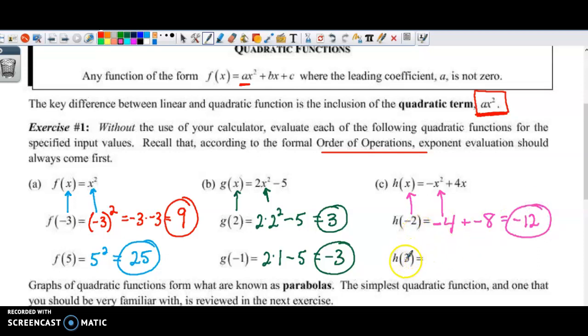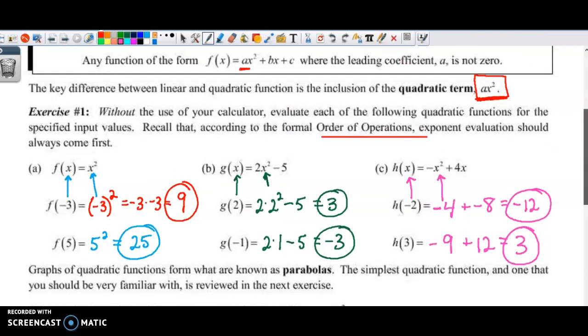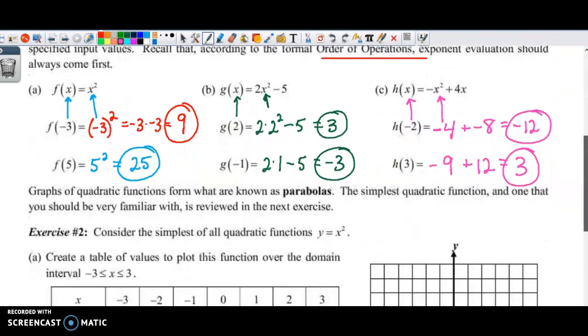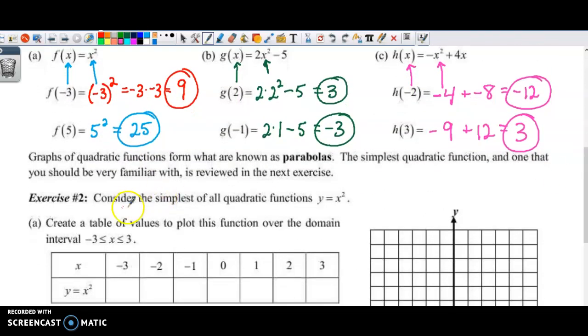And then same thing with 3, that's substitute in there. Well, 3 when you square it is 9, and then you negate it. And then 4 times 3 is 12. Negative 9 plus 12 is positive 3. So the reason why we need you to get on board with how to do this is you can always make a table of values in order to graph a function.